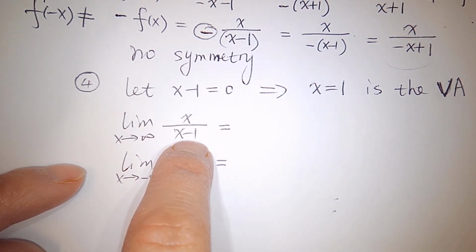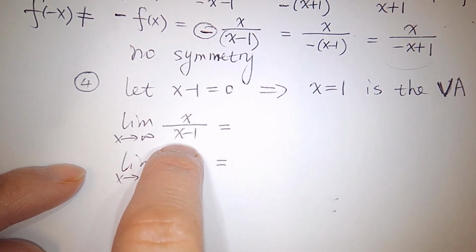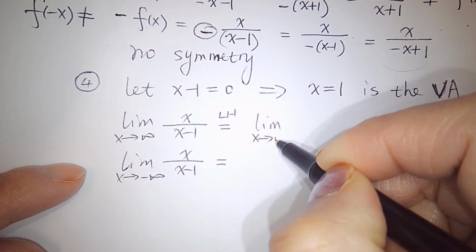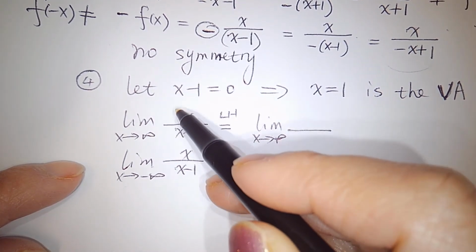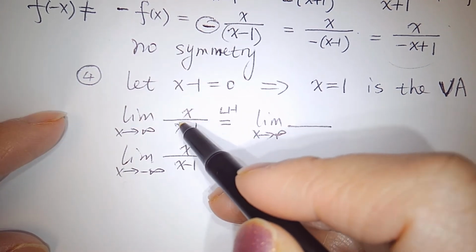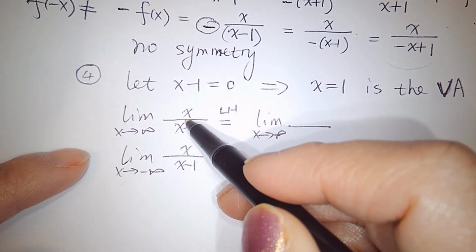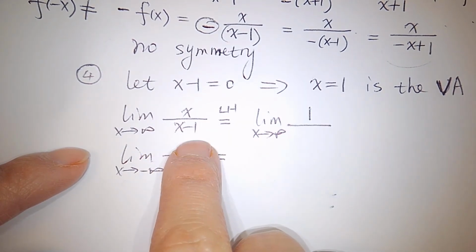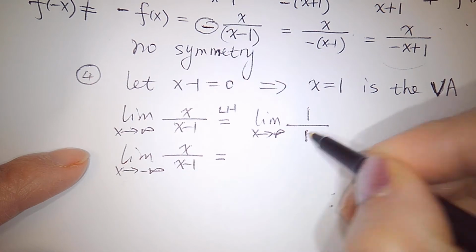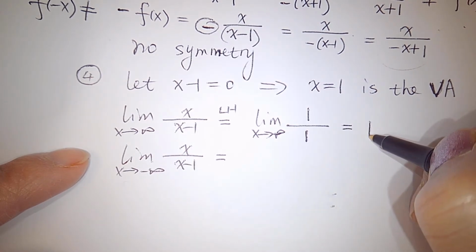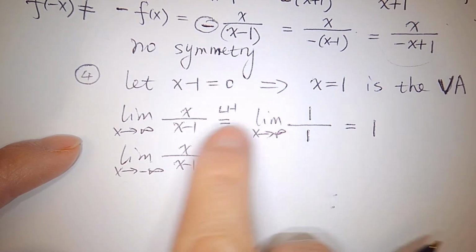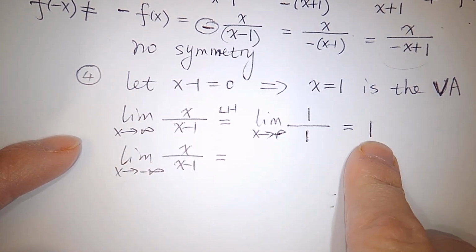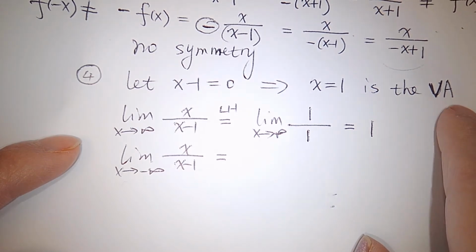What type? We just learned L'Hospital's rule, right? Infinity over infinity type, by using L'Hospital's rule, we'll have another limit. We can differentiate the numerator and denominator, right? So differentiating x gives us 1, differentiating x minus 1 gives us what? So what is 1 over 1? 1. Good. So we know y equals 1, a horizontal line, will be our horizontal asymptote, right?